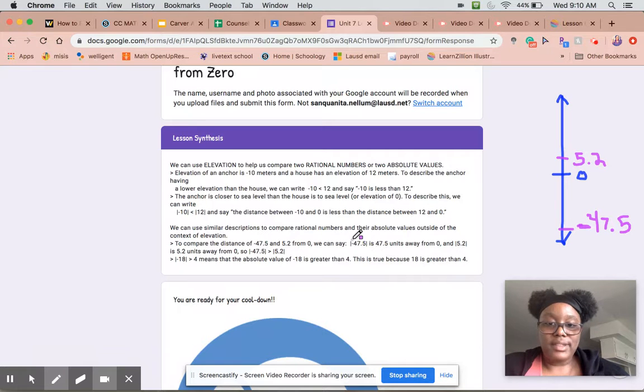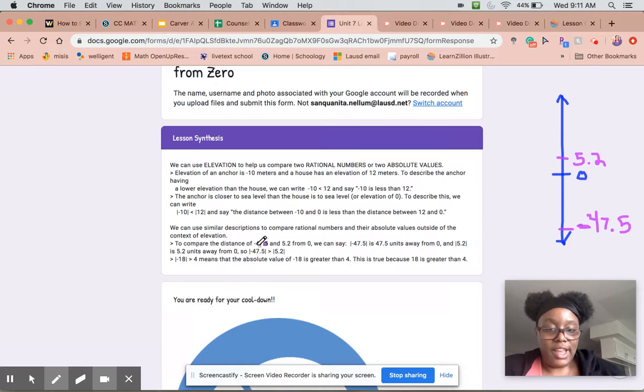We can say absolute value. Negative 47.5 is 47.5 units away from 0, and the absolute value of 5.2 is 5.2 units away from 0. So the absolute value of negative 47.5 is greater than 5.2.